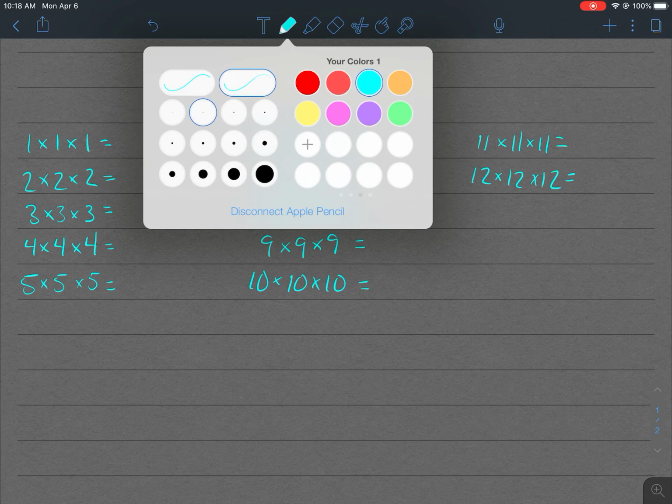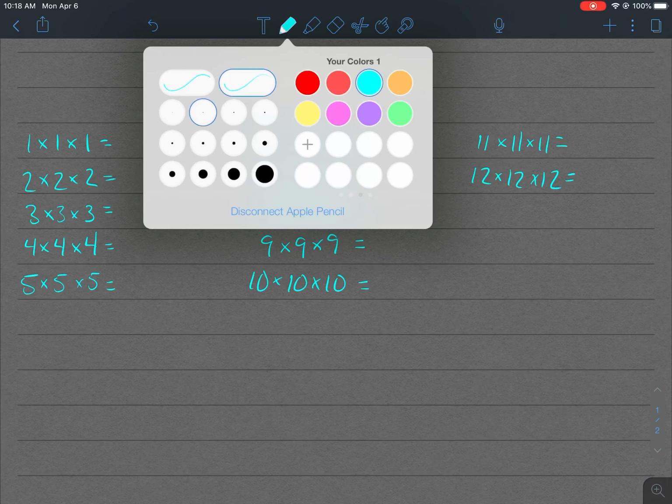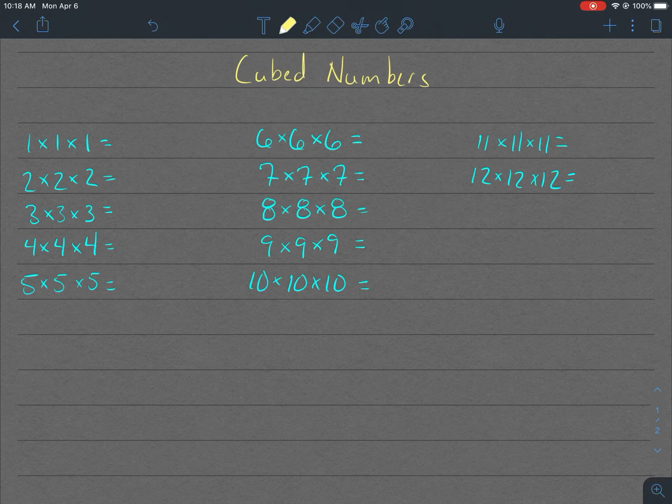Okay, so just like before, we have to multiply all these out. So what is 1 times 1 times 1? 1. Which is also equal to 1 cubed, because you multiplied it by itself 3 times. Hence the 3. Okay, what about 2 times 2 times 2? Now it's not 6 because we're not adding. We're multiplying. So 2 times 2 is 4. Times it by 2 again, you get 8, which is equal to 2 cubed.